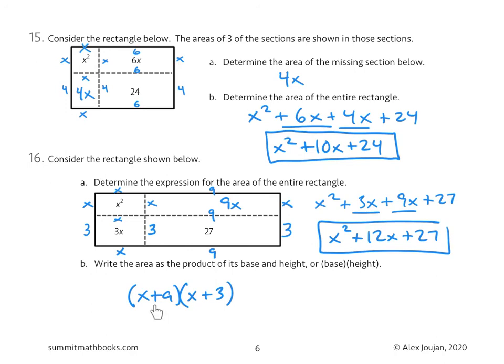And we could prove that makes sense by using what we've learned in the previous book, book 4, multiplying binomials. x times x, x times 3, 9 times x, 9 times 3. Those separate products combine to form x squared plus 12x plus 27.